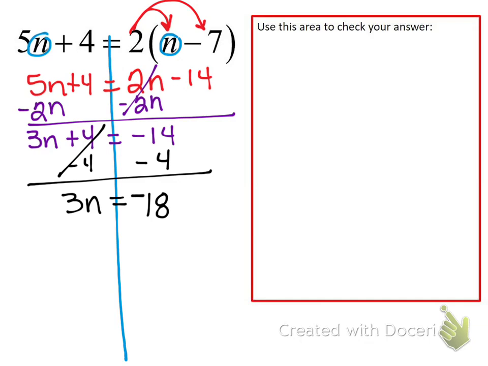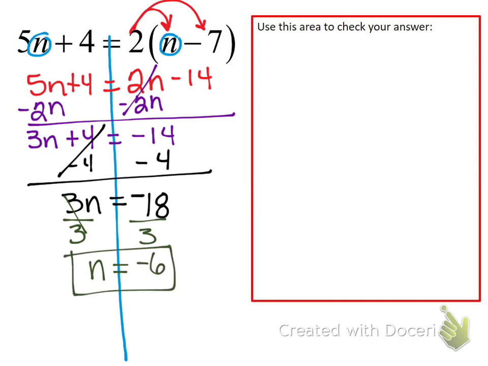Now I'm down to a one-step equation. In order to get the variable by itself, I do the opposite of multiply, which is divide. n equals, so -18 divided by 3 is going to be -6. So a positive divided by a negative, or a negative divided by a positive, is going to be a negative.